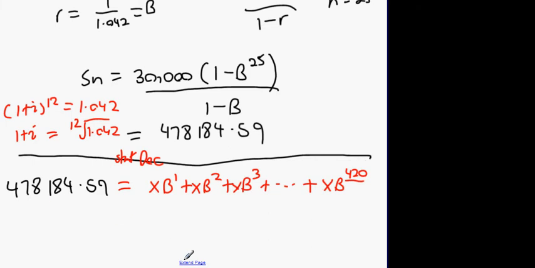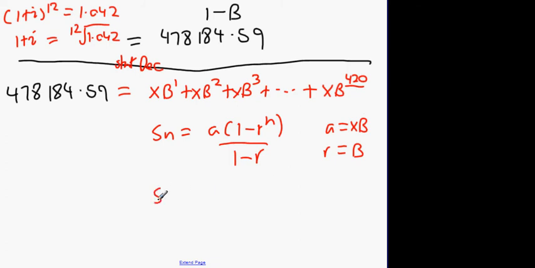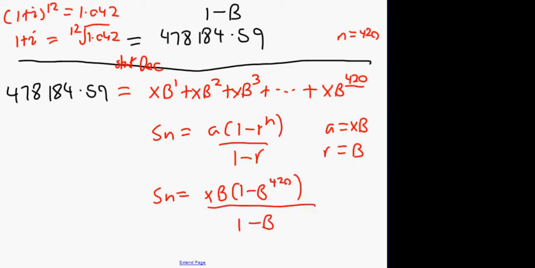So now we have a sequence here, which is S of n equals a into 1 minus R to the power of n, all divided by 1 minus R. Our a value is xb and our R value is b. So therefore S of n is going to be xb into 1 minus b to the power of n, now n is going to be 420 because there's going to be 420 payments, all divided by 1 minus b. Now this part here is the part that goes into the calculator.